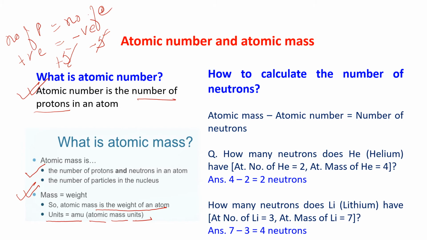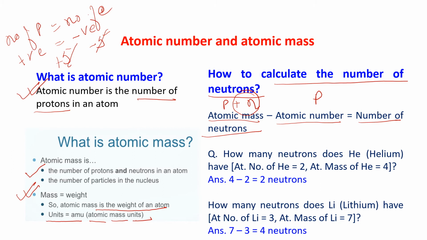How to calculate the number of neutrons? The atomic mass, or the mass number, minus the atomic number. Atomic mass means it has protons plus neutrons, and atomic number has only protons. So if you subtract these two, the protons cancel, and only the neutrons remain. That is the number of neutrons.